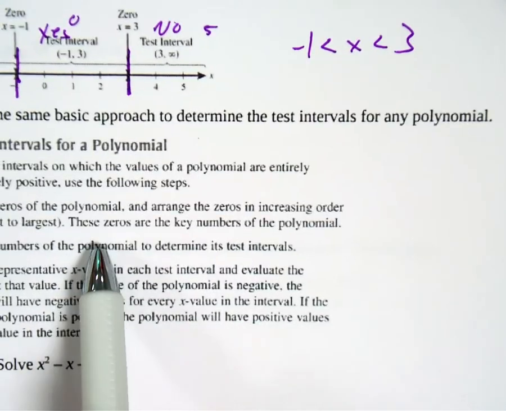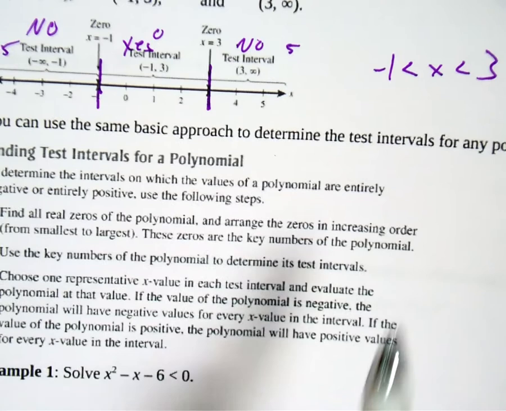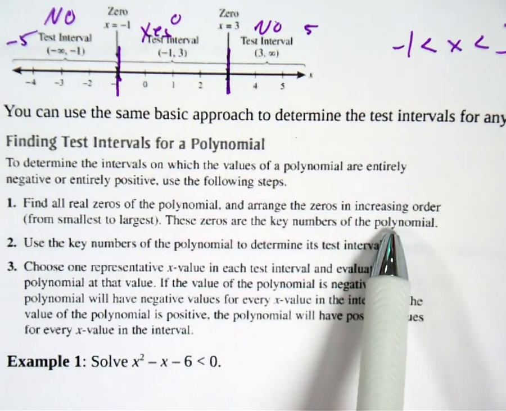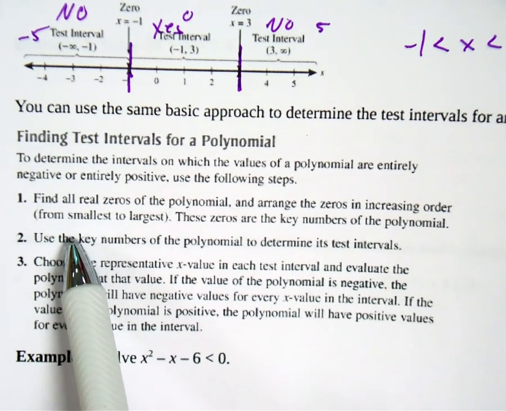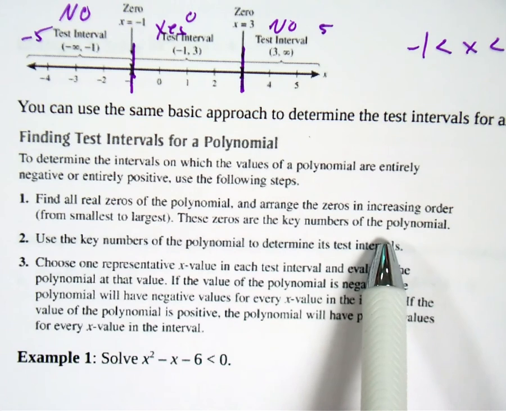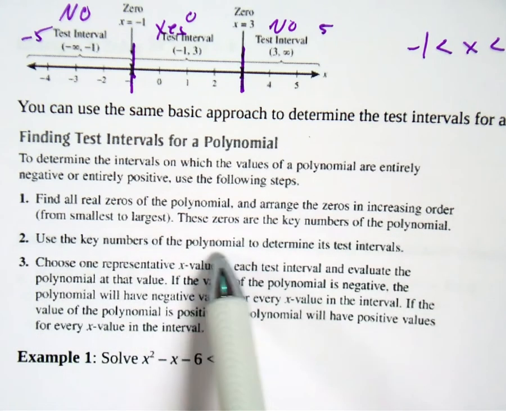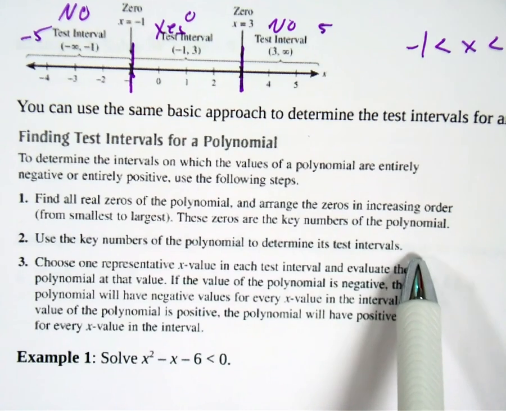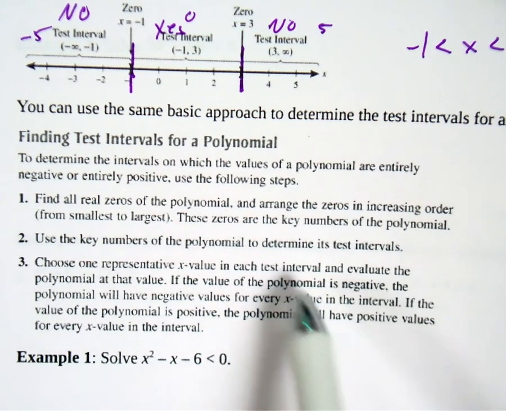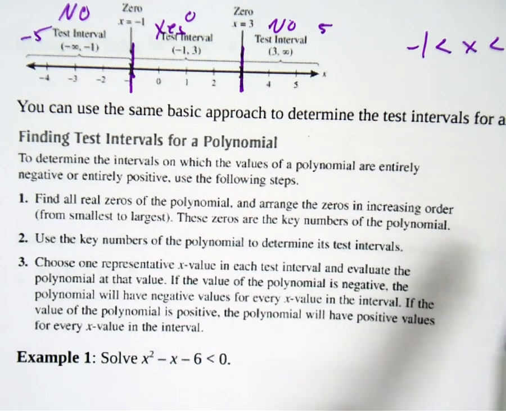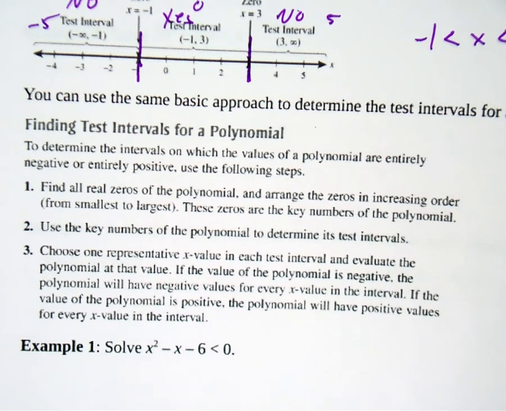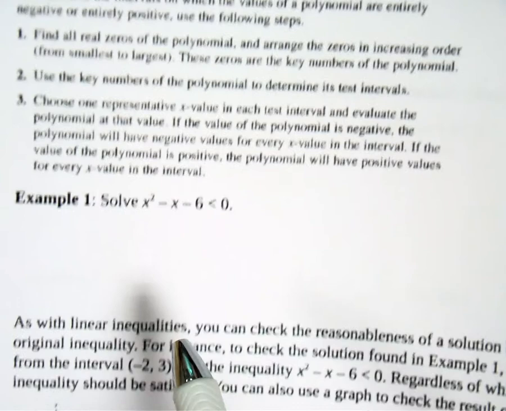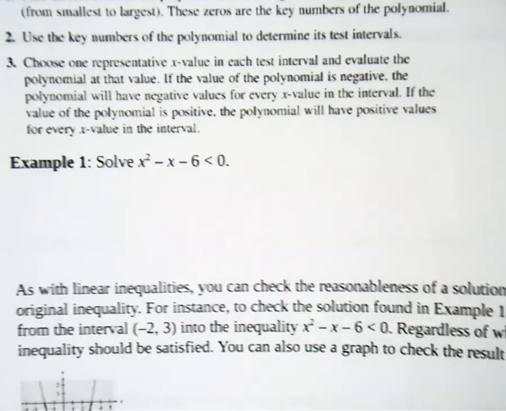Find the zeros of the polynomial. Arrange the zeros in increasing order, smallest to largest. Those are the key numbers of the polynomial. Use the key numbers of the polynomial to determine test intervals and pick a number in each interval. After you pick a number in that interval and test it, it should tell you which one is good and which one is bad, and that's what you got. All right? So how about you push pause and try example 1 on your own.